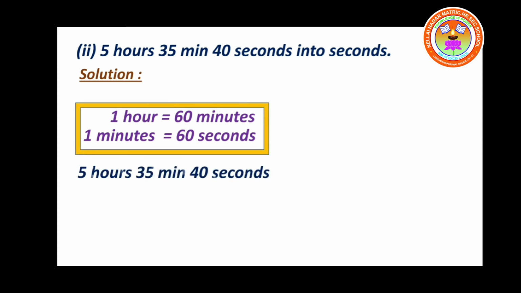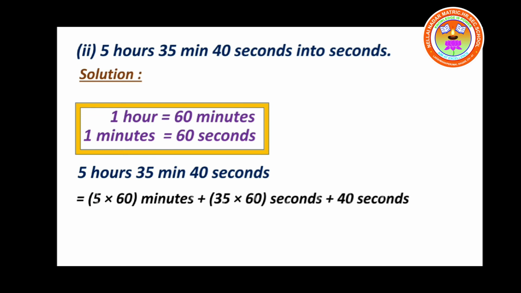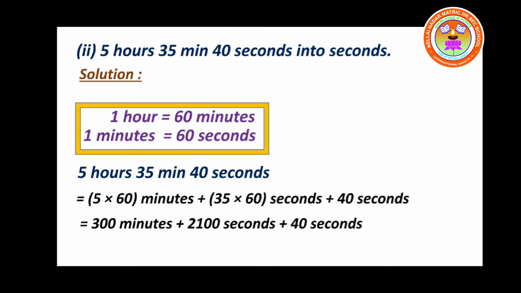So 5 hours 35 minutes 40 seconds. 1 hour equal to 60 minutes. So multiply 5 into 60 first to convert into minutes. Now 35 minutes. 1 minute equal to 60 seconds. So 35 into 60 can convert it into seconds. Now both get converted. Now this 5 into 60 you will be getting 300 minutes, 2100 seconds and 40 seconds.